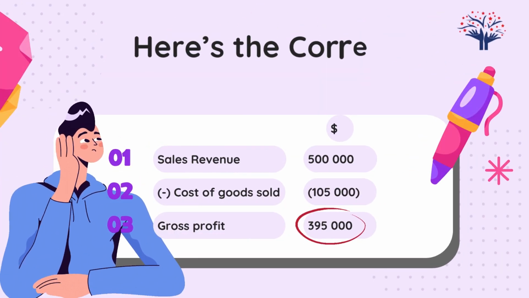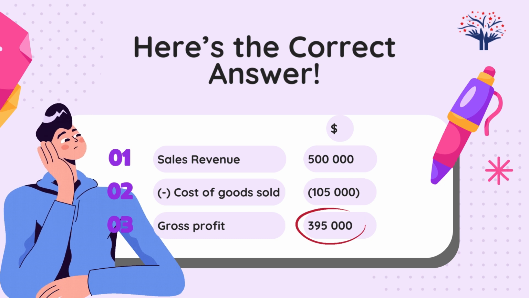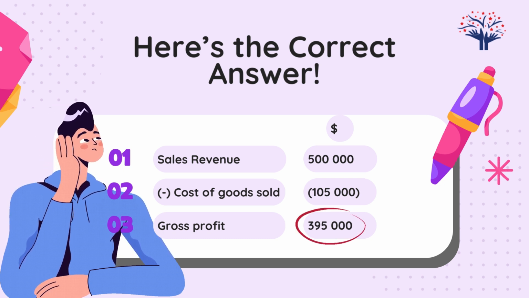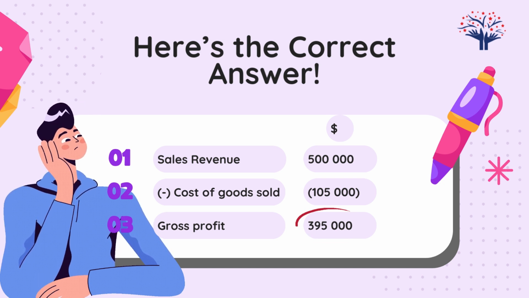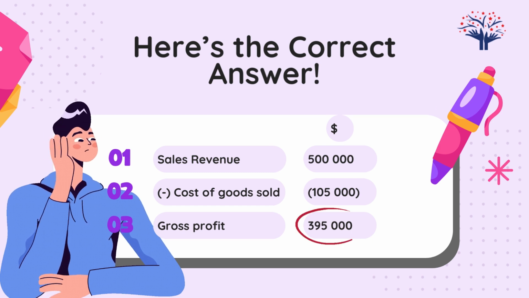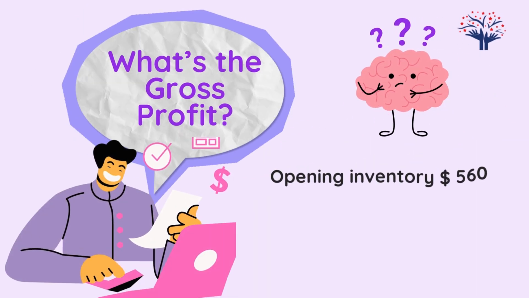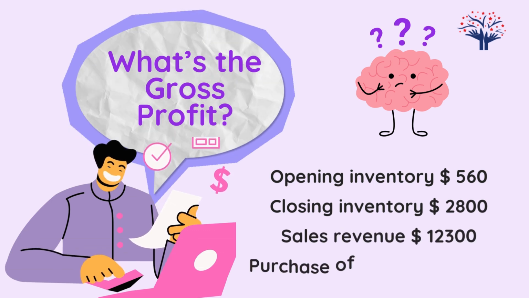Here's the answer. To calculate gross profit, simply subtract the cost of sales from the sales. So, if the sales revenue is $500,000 and the cost of sales is $105,000, the gross profit would be $395,000. Now it's your turn. Can you calculate the gross profit for the following figures? Drop your answer in the comments below, and let's see how you did.